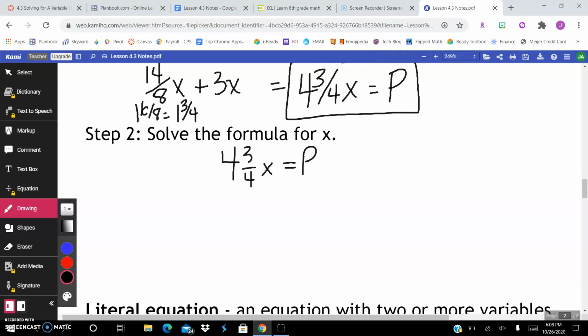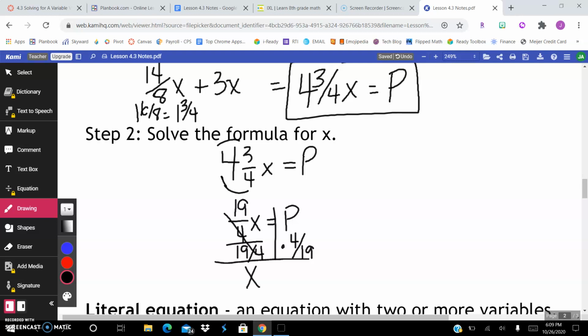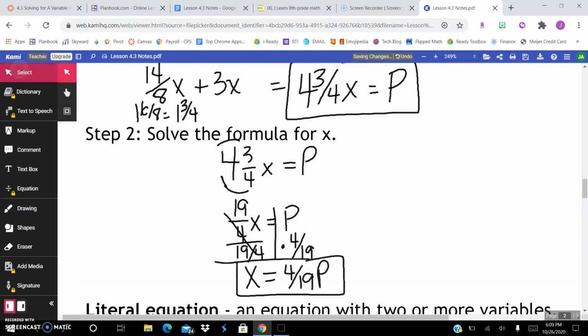it looks like that. I do want to make this fraction improper, so we're going to multiply going this way, so that would be 16, and then we're going to add that 3, so that would be 19/4 x equals the perimeter. In order to get rid of the 19/4, we're going to divide by 19/4. And dividing by a fraction is the same thing as multiplying by its reciprocal, so we're actually going to times by 4/19. So these would cancel here. We would have x equals 4/19 times the perimeter. So that is solved for x.